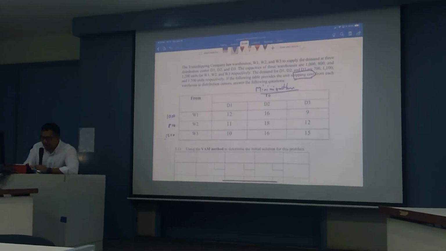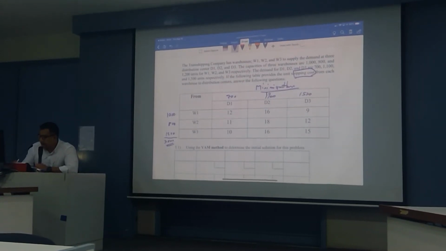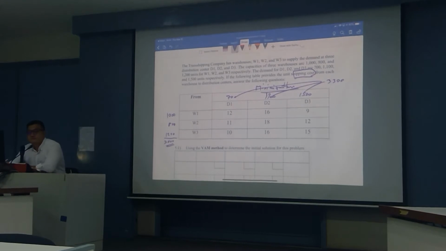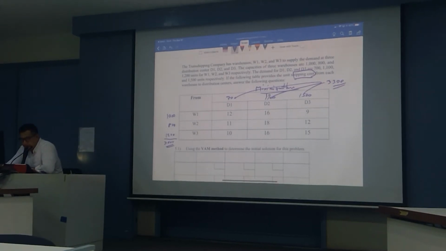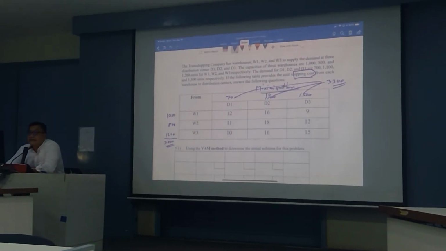So from the supply side, we have 3,000. But for the demand side, D1 we have 700, D2 1,100, D3 1,500. When you combine all the demand, you have 3,300. So demand is not equal to supply, so we need to have a dummy. In this case, demand is more than supply, so you're going to have a dummy row.